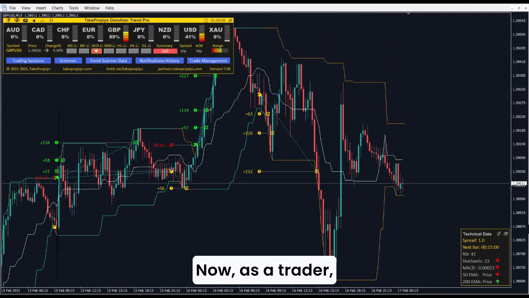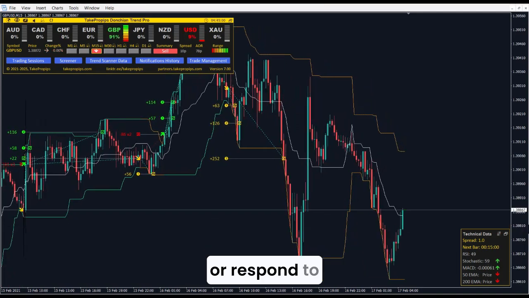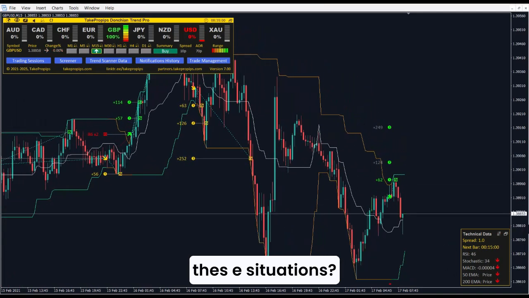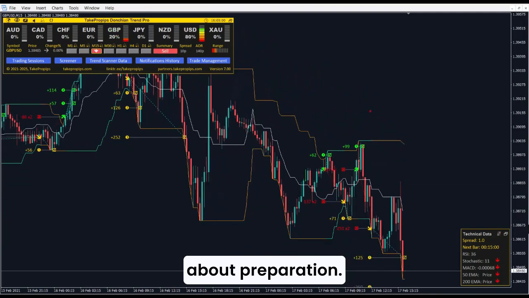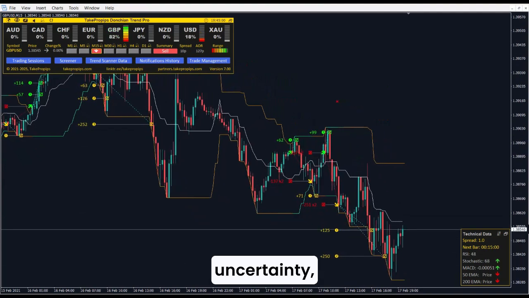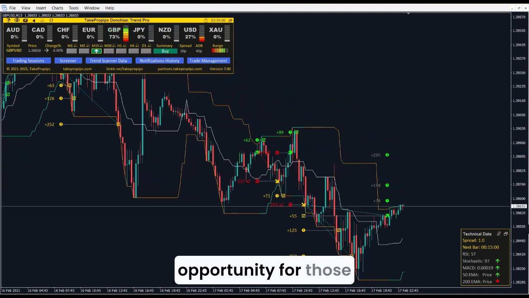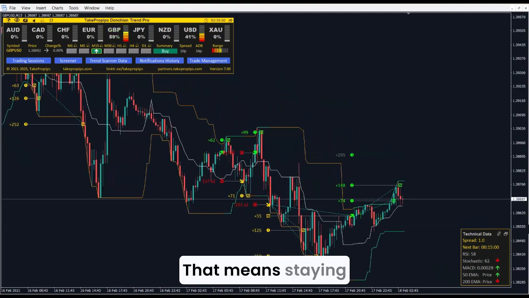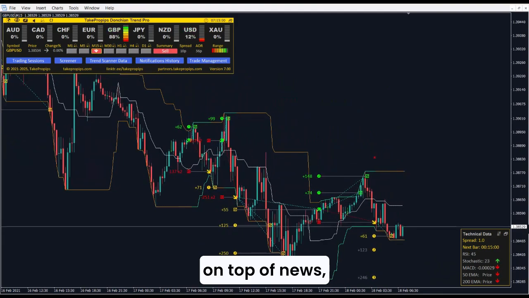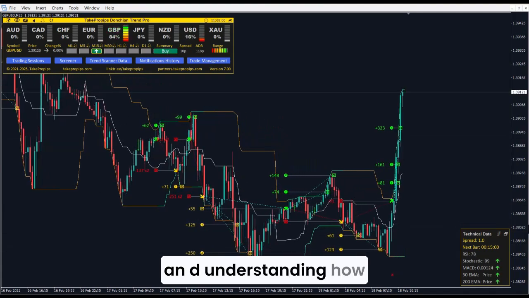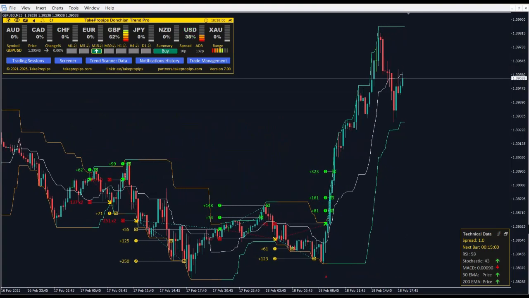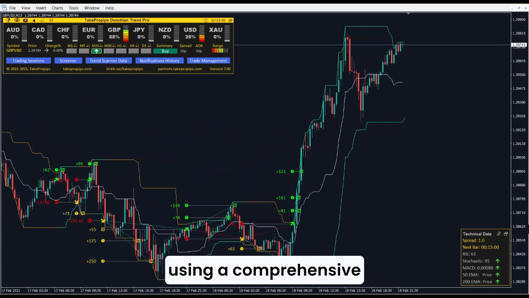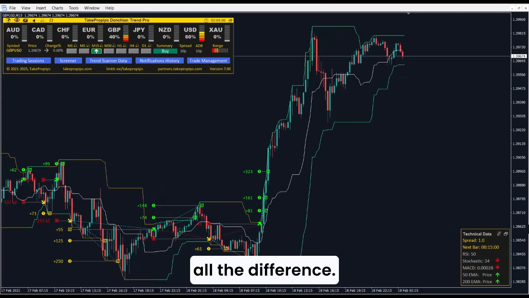Now, as a trader, how do you prepare for or respond to these situations? This is where it becomes less about prediction and more about preparation. Trade wars create uncertainty, and uncertainty creates opportunity for those who are ready. That means staying on top of news, watching economic data, and understanding how different pairs move in relation to risk sentiment.